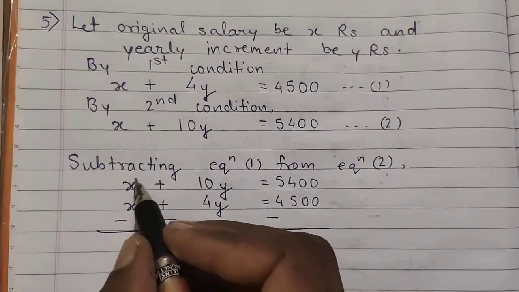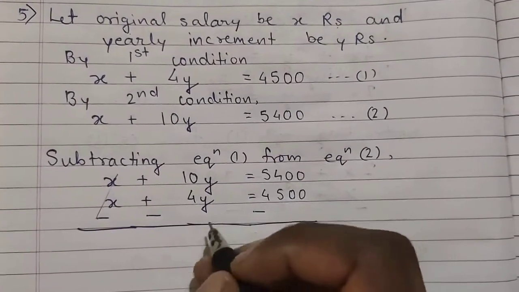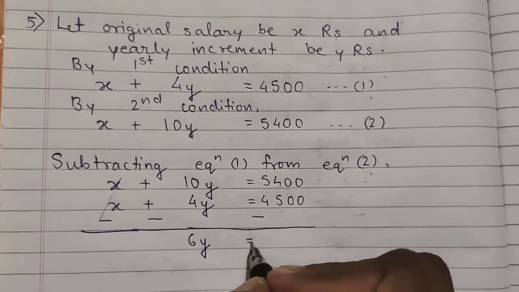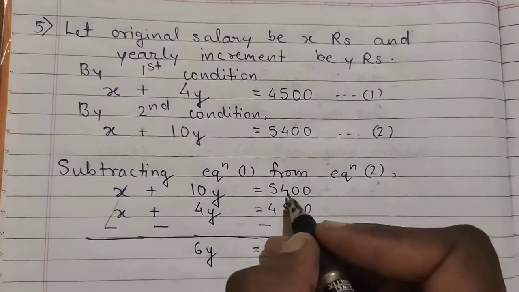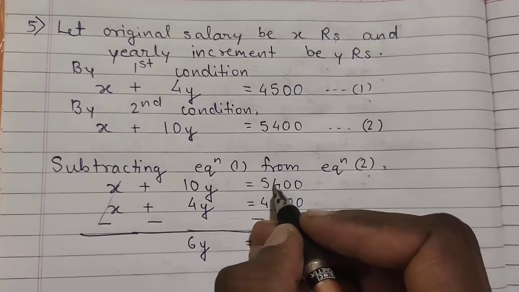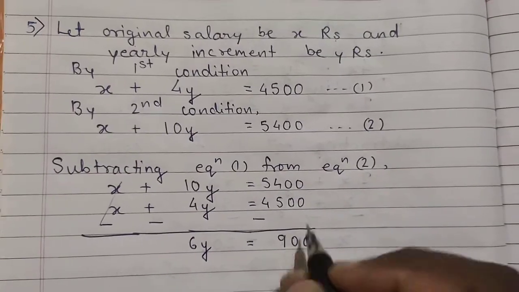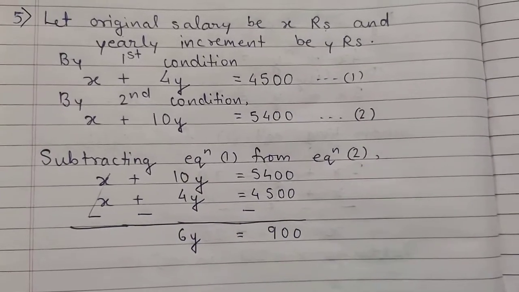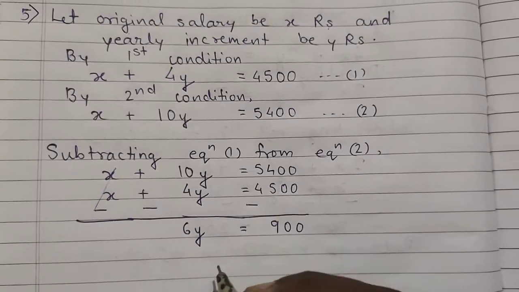Now x minus x will go, that is cancelled. 10y minus 4y will give you 6y, because 10 minus 4 is 6. And here 0 minus 0 is 0, 0 minus 0 is 0, 4 minus 5 is not possible, so it will borrow 1 from this 5, so it becomes 14. 14 minus 5 will give you 9, and 4 minus 4 is 0, so no need to write. So finally you are getting 6y equals 900.